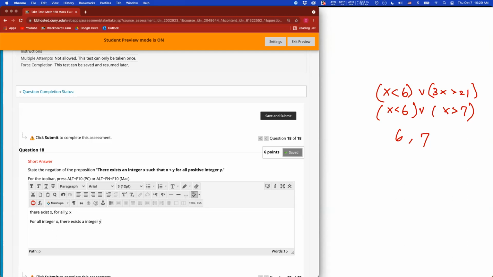an integer y such that, and then you will need to negate x less than y. So to negate x less than y, you have x is greater than or equal to y. So this will be the negation of the original statement. Any questions here?